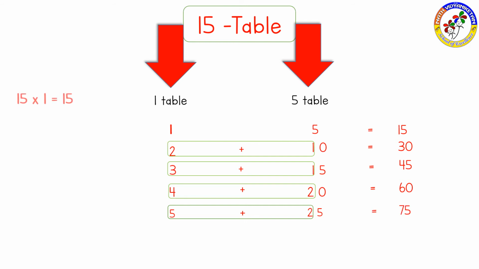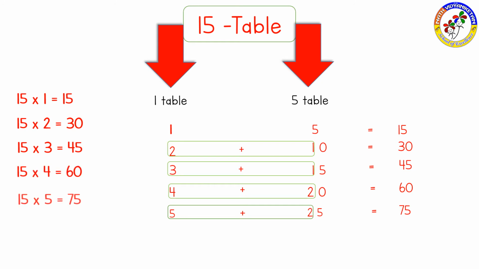That is 75. Now here is the 15 table. 15 ones are 15. 15 twos are 30. 15 threes are 45. 15 fours are 60. 15 fives are 75. Is it clear?